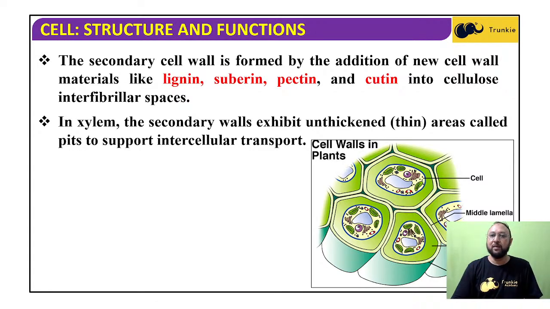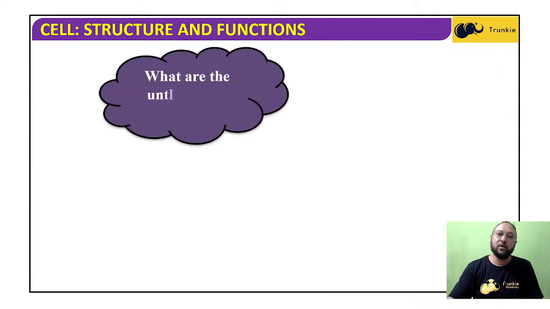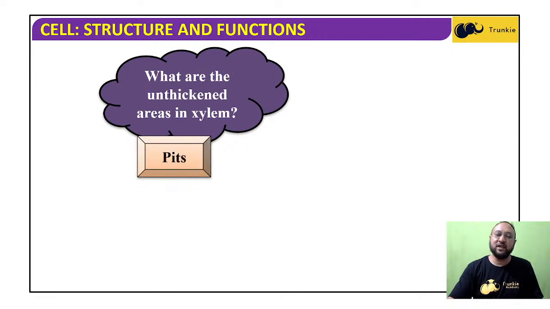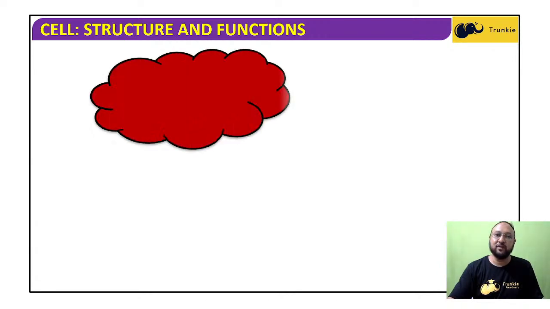There is a middle lamella between the two cell walls. You can see the middle lamella, then the primary wall, and then the secondary wall. What are the unthickened areas in xylem? Pits. There is a space.